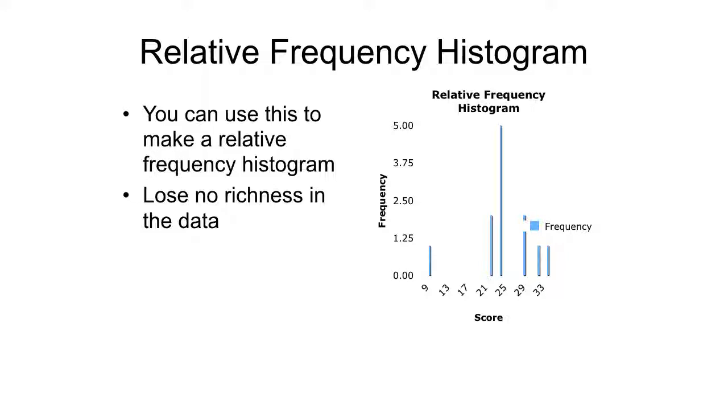I've lost no richness in the data. I can literally go through this and figure out what each number was very easily. I can say I've got one person who got, looks like that's 10, 35, 33, right? We've got 2 people who got 29. Looks like 5 people got 25. Oh yeah, okay, I can redo that. I can totally rebuild it. That's nice. It's very useful.